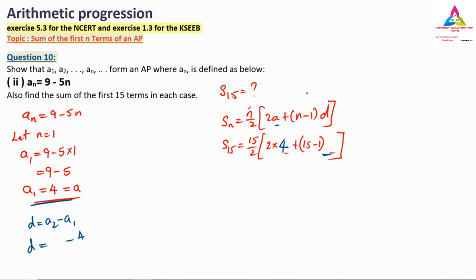For that purpose I have to find the a2 now. So let n is equals to 2. So a2 is equals to, here we have 9 minus 5 into, now what is the n value I have taken? 2. a2 is equals to 9 minus 5 into 2, that is 10.